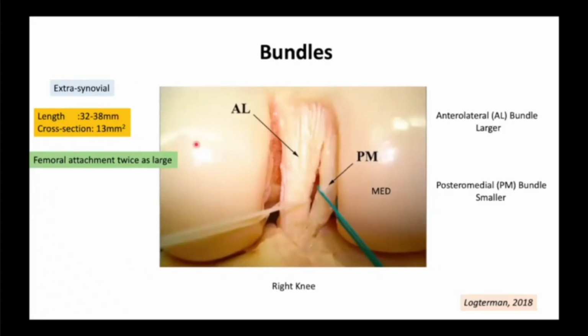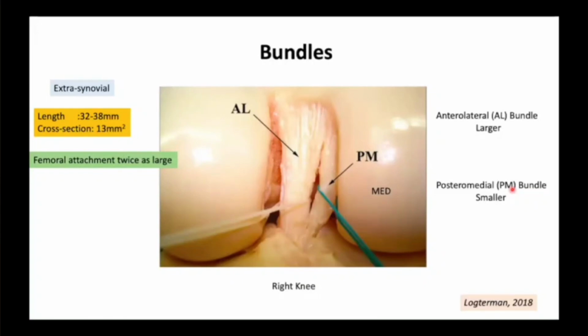It's an extra synovial ligament. It is attached on the medial femoral condyle, and the length is 32 to 38 millimeter, while the cross section is 13 millimeter square. And the femoral attachment is twice as large as the tibial attachment. And it's divided into anterolateral bundle, which is larger, and the posteromedial bundle, which is smaller.